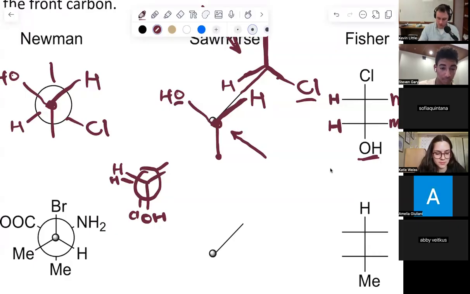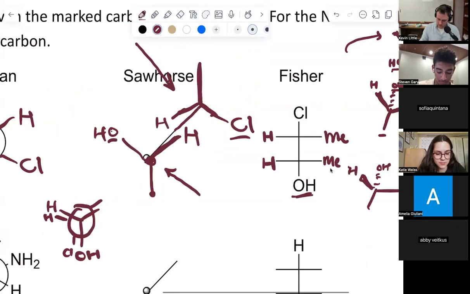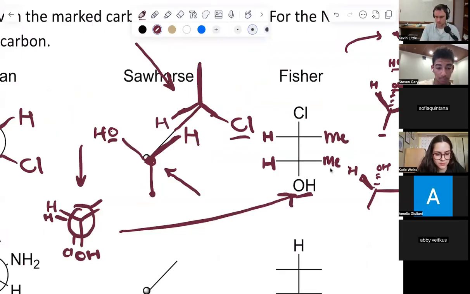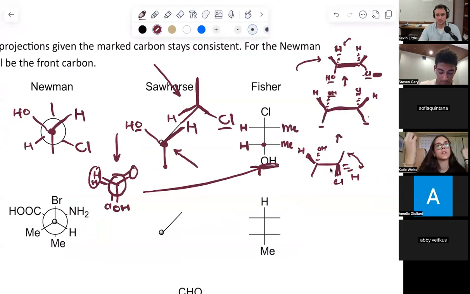Right. If a Newman works for you, this is just this drawing from looking at it from the top. The OH is here and the methyl is on my right and the hydrogen is on my left. But you have to make sure that this front carbon is this front carbon in order to do that. So leverage the fact that you can do multiple of these and they should start building on each other, right?